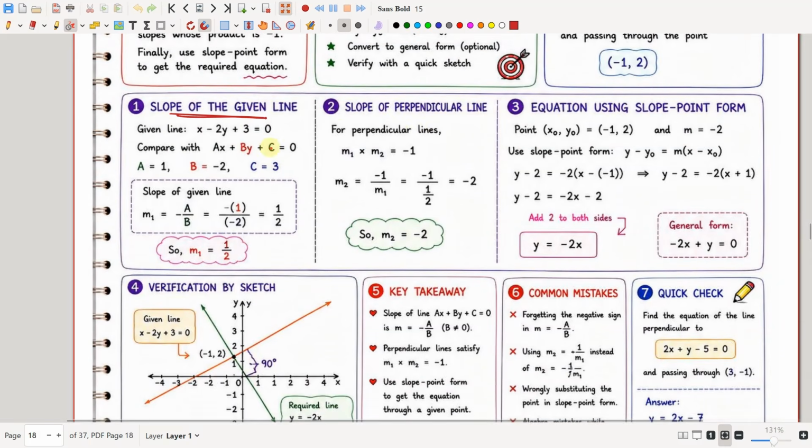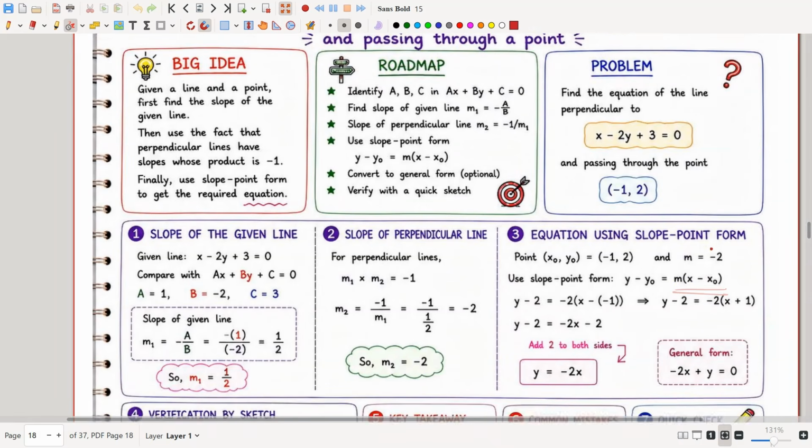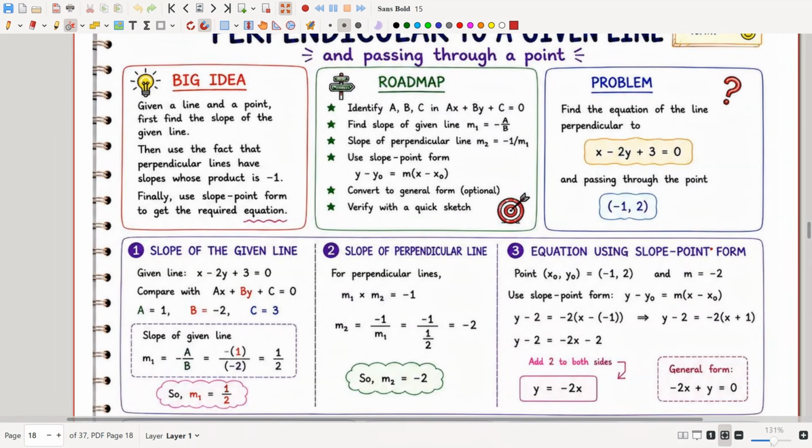See here, the slope of the given line will be m1 is equal to minus a by b. When the lines are perpendicular, then m1 into m2 will be equal to -1, right? And the point slope form will be y minus y naught is equal to m into x minus x naught. So these are all the three formulas we're going to be using. So let's see the problem here first.